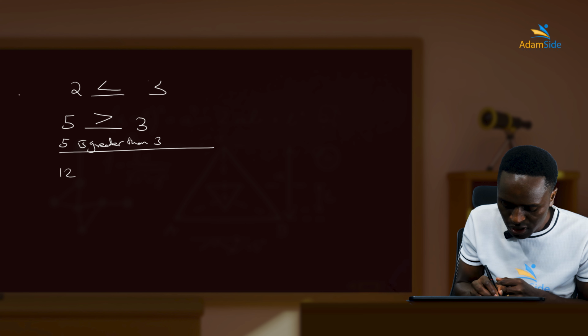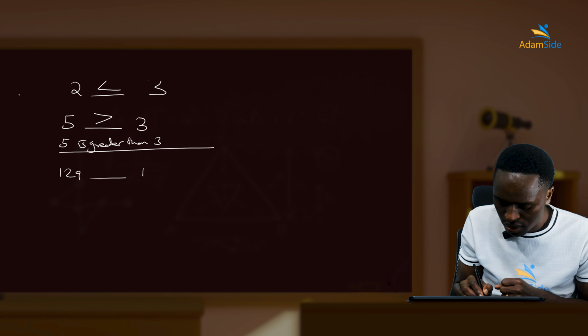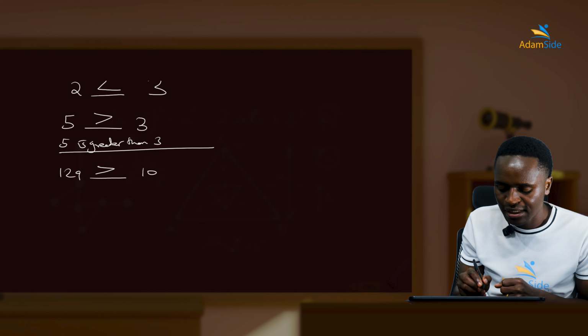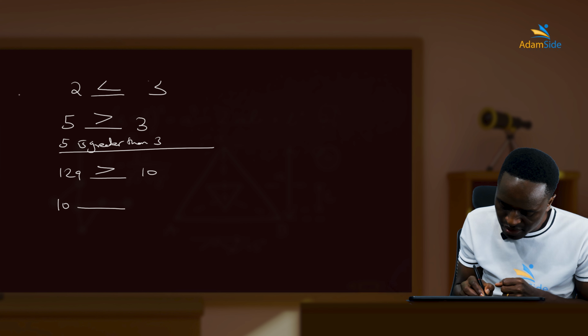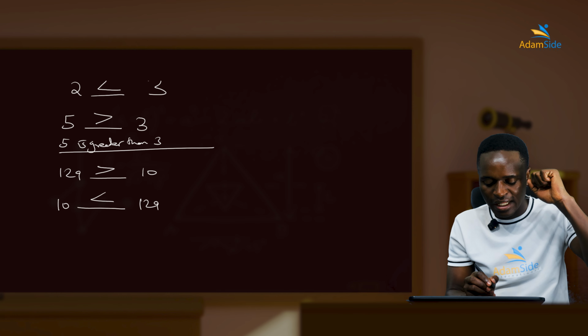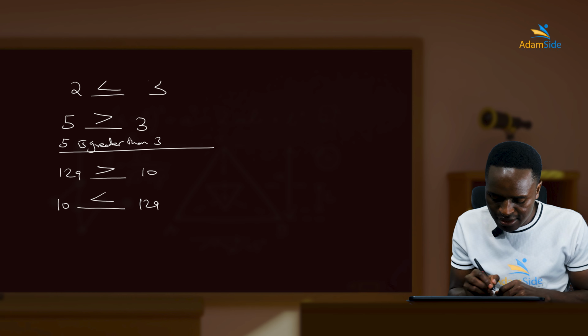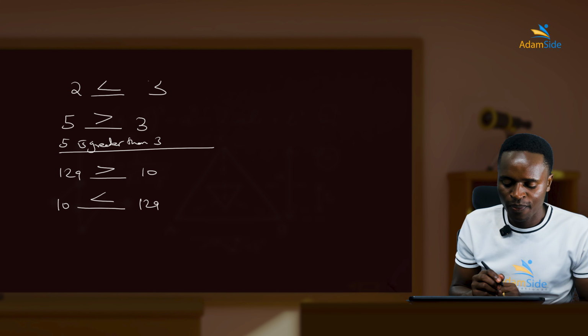If you have 129 and 10, obviously 129 is greater than 10. But if I'm using 10 and 129, I'll say 10 is less than 129. I'm using my left hand. 10 is less than 129. All right.